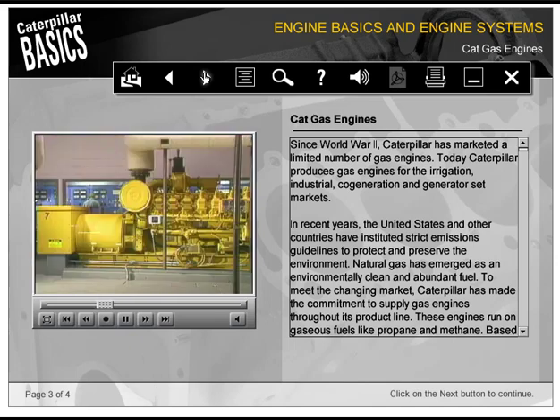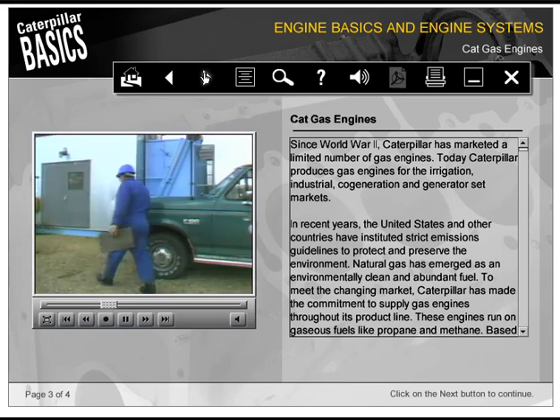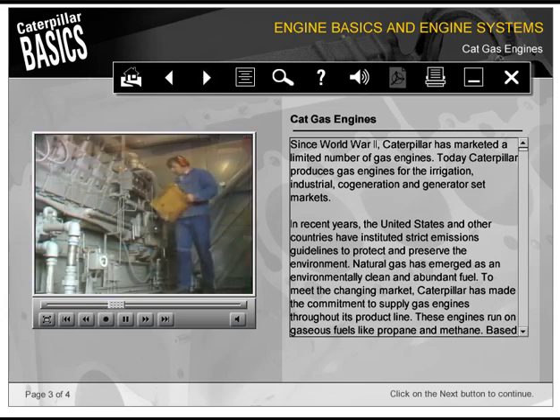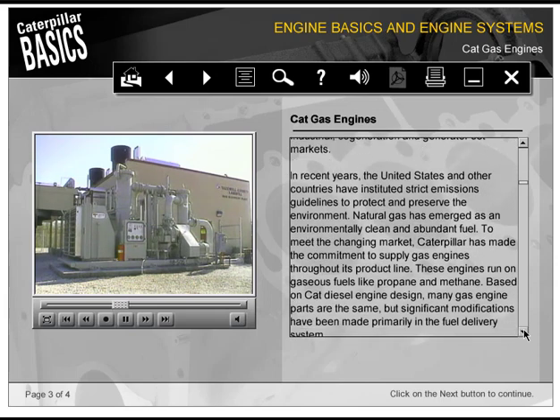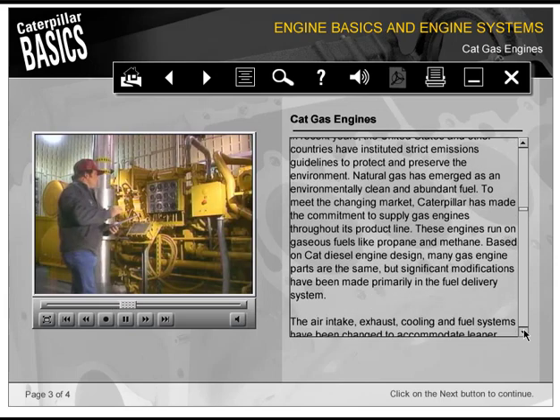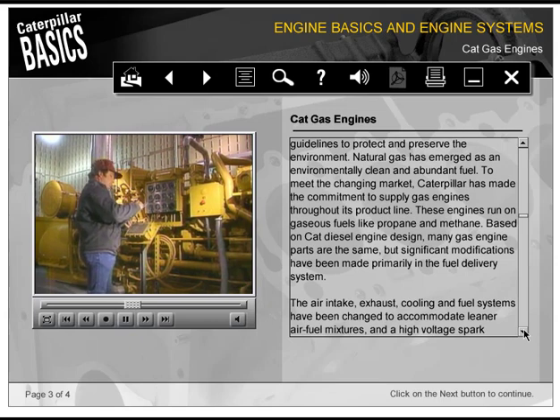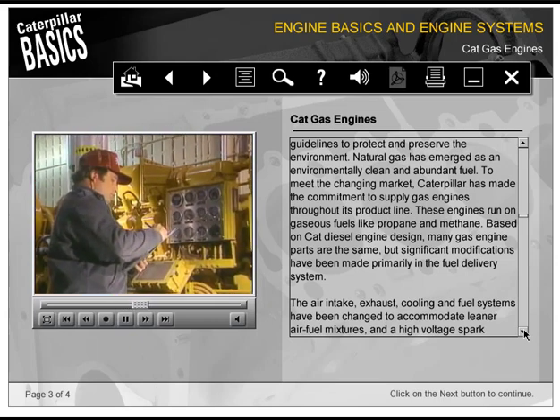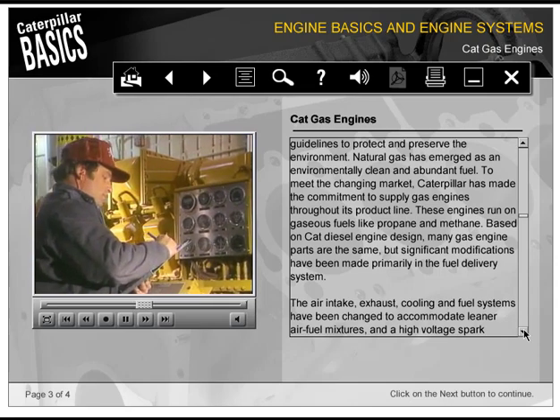To meet the changing market, Caterpillar has made the commitment to supply gas engines throughout its product line. These engines run on gaseous fuels like propane and methane. Based on Cat diesel engine design, many gas engine parts are the same, but significant modifications have been made primarily in the fuel delivery system.